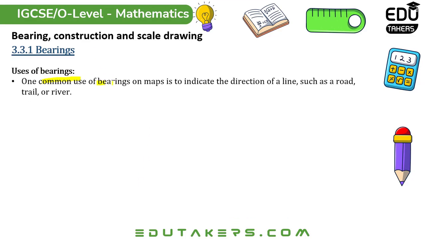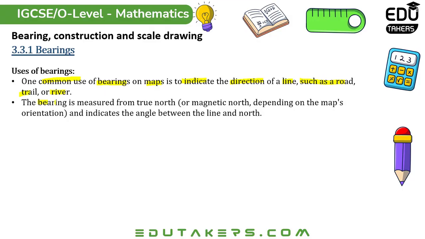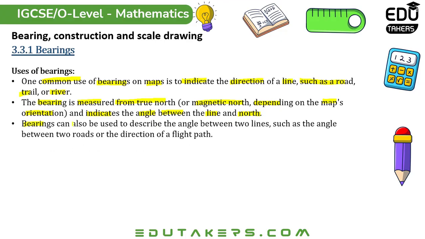One common use of bearings on a map is to indicate the direction of a line such as a road, trail or river. The bearing is measured from true north or magnetic north depending on the map's orientation and indicates the angle between the line and north. Bearings can also be used to describe the angle between two lines, such as the angle between two roads or the direction of a flight path.